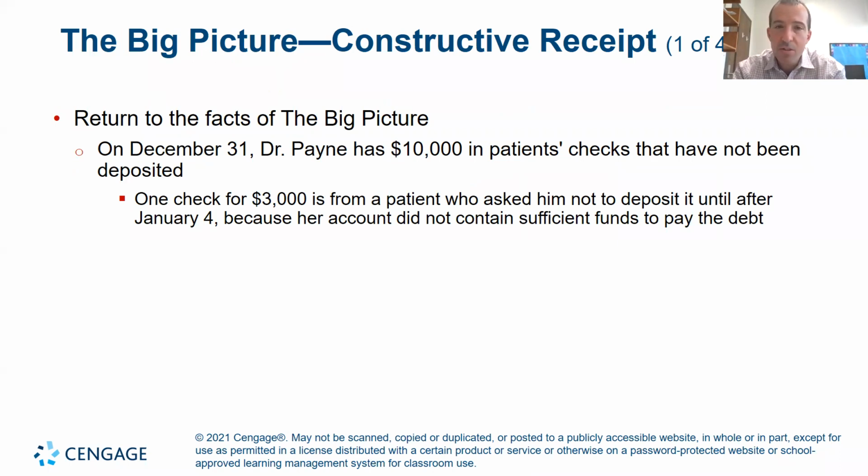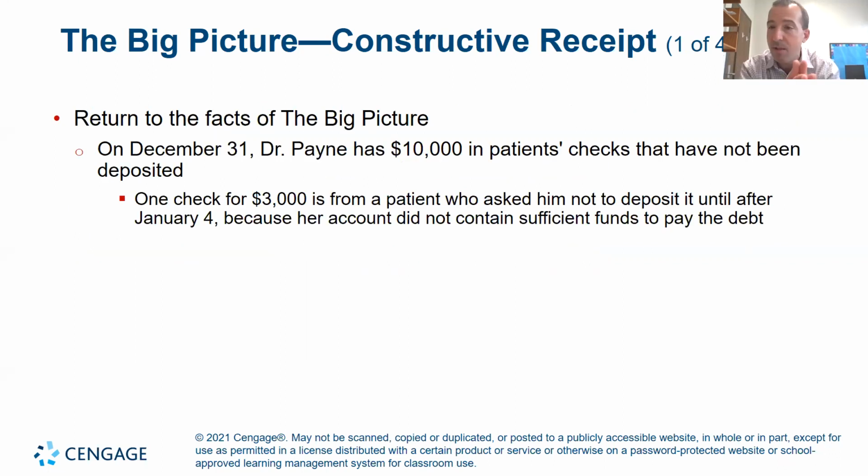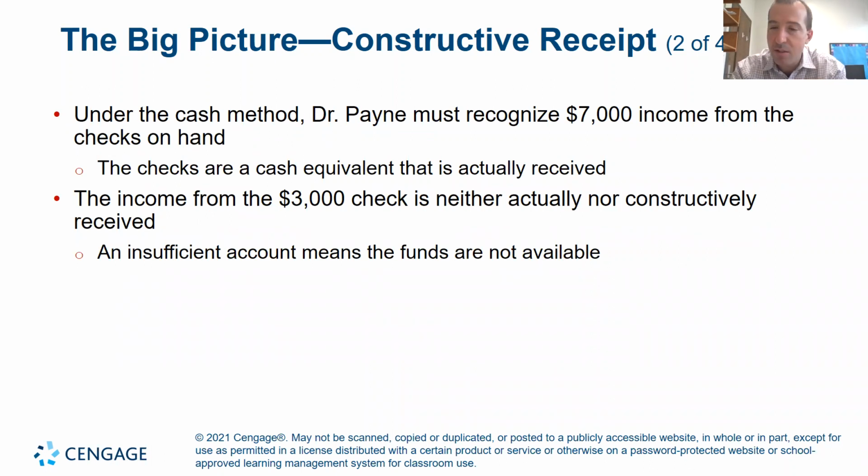Here's the example. Dr. Payne has $10,000 in patient checks that have not been deposited. One check for $3,000 is from a patient who asked him not to deposit until after January 4th because her account did not have sufficient funds. Under the cash method, Dr. Payne would recognize $7,000 of income. So Dr. Payne has $10,000 of checks. Dr. Payne needs to exclude $3,000 because the patient asked him not to deposit the funds. Dr. Payne on the cash basis would recognize $7,000.